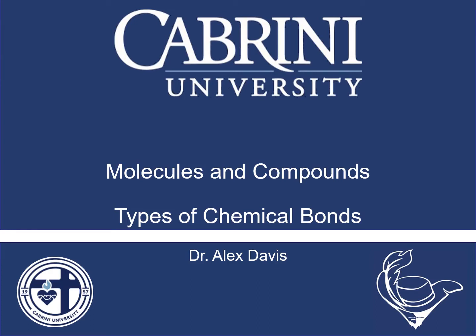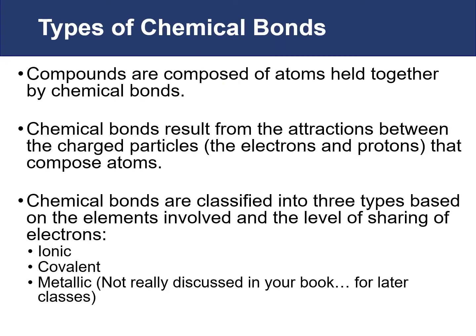In this video, we will discuss the different types of chemical bonds that are used to make compounds. Compounds and molecules are composed of atoms that are held together via chemical bonds. These bonds are the result of the attractions between the charged particles that make up the atoms. Those charged particles, again, being the electrons and the protons. Neutrons, as you will recall, are non-charged particles.